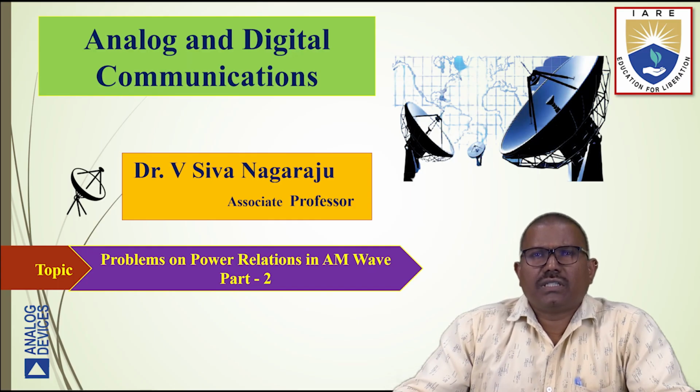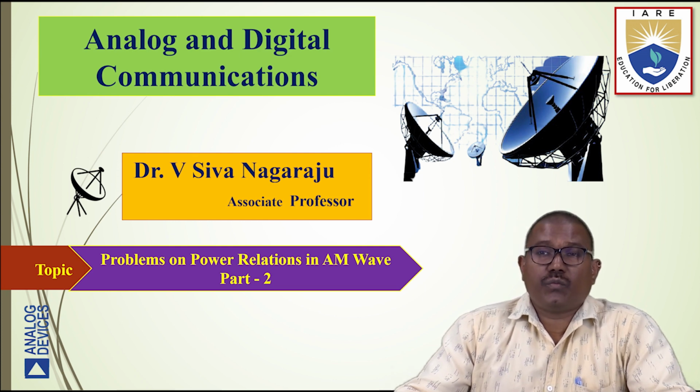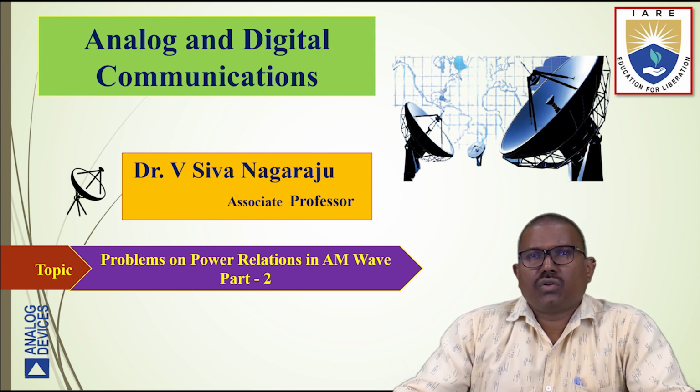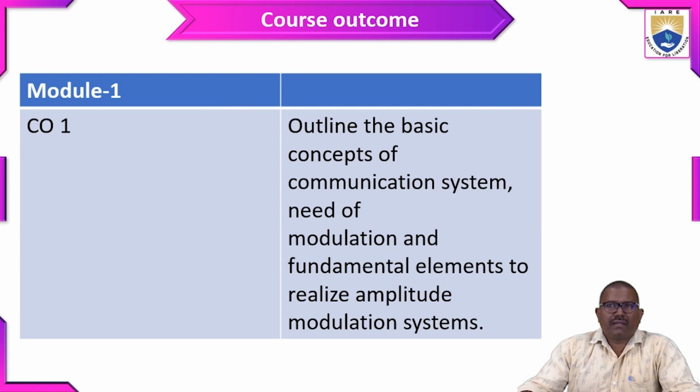So this is problems which are related with the AM wave, and this AM will come into module 1, amplitude modulation. And again, the types of amplitude modulation, whether it may be DSB, SSB, all come in this module 1. So module 1 is covered by course outcome 1, the first course outcome of this course. Totally this course has 6 course outcomes.